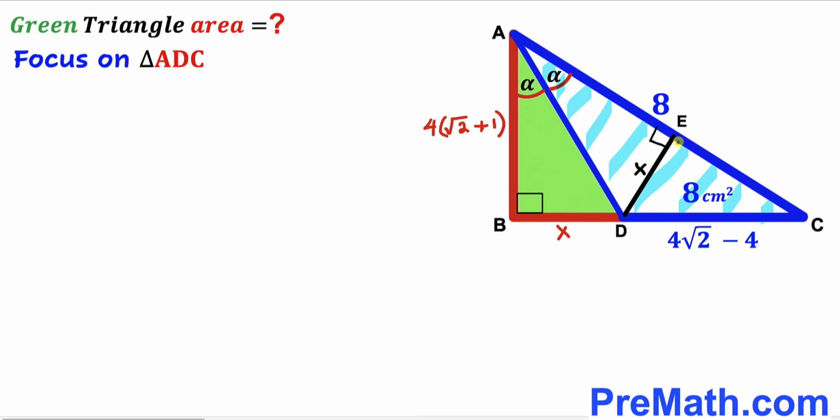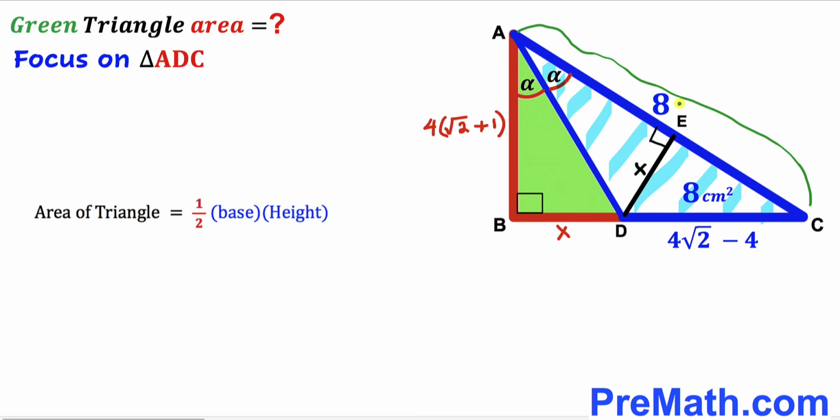And now let's focus on this blue triangle ADC as well. And let's recall the area of a triangle formula once again, a half times base times the height of the triangle. And for this triangle ADC, the base of this triangle is 8 centimeter. The height of this triangle is x. And the area of this triangle has been given to us as 8 centimeters square. Let's go ahead and fill in the blanks in this formula. So the area has been given to us as 8 equals a half times our base is 8 times our height is x. Let's simplify.